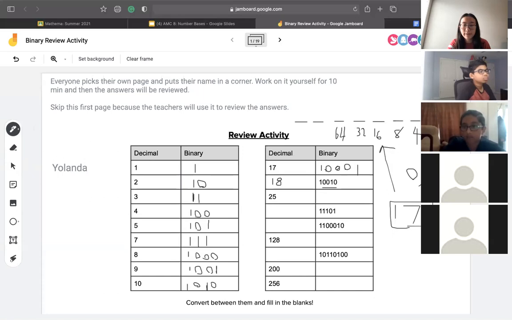Yeah, so 25, the largest value, 32 is too big. So you have to again go to 16. But now after we put in a 16, we still have 9 left over that we need to represent. So we can put a 1 here in the 8's place and a 1 in the 1's place. And these can just be zeros. So yeah, you're correct.